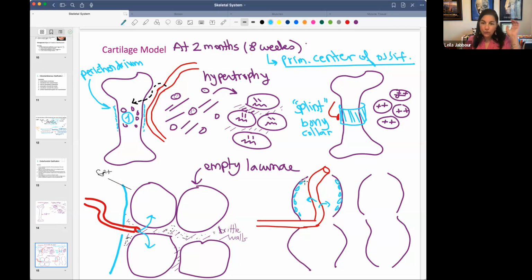They're going to start putting down bone tissue. That's the first thing they do. And that's your first layer of bone tissue. So you have this layer of bone tissue here, layer of bone tissue here.